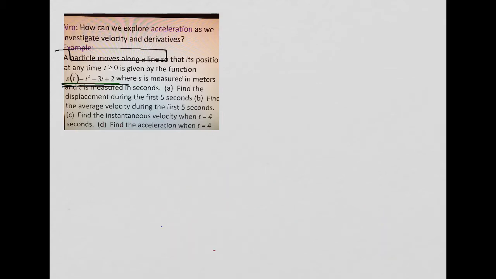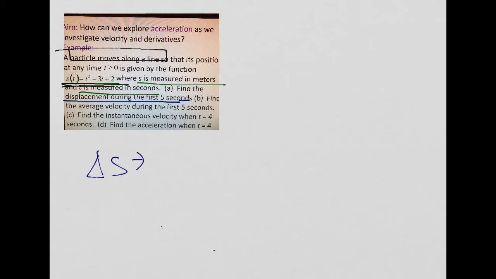Now, it says here s is measured in meters, so that's important for later, and t is measured in seconds. Okay, so always look at the units in the problem because sometimes they're different types of units. Okay. For part A, it says find the displacement during the first 5 seconds. So this goes back to our previous lesson that we went over about displacement, okay? And the displacement is the change of s.